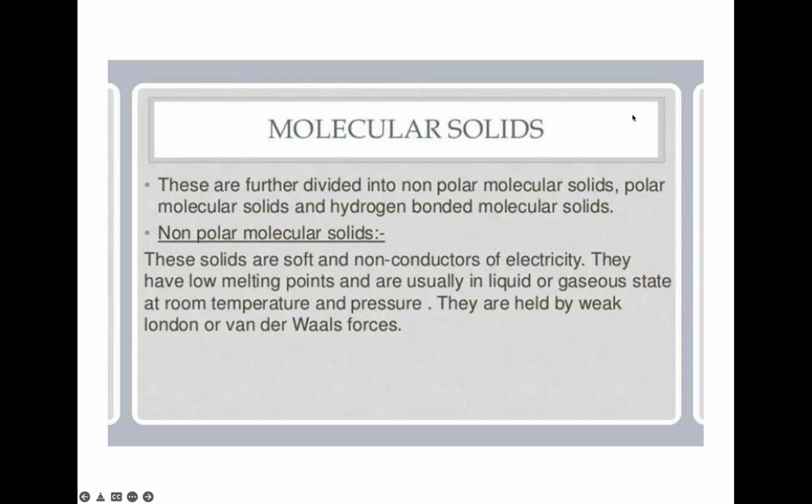Now next we will move on to molecular solids, and the molecular solids are mainly divided into non-polar molecular solids, polar molecular solids and hydrogen bonded molecular solids. What is meant by non-polar molecular solids? These are very soft and non-conductors. They don't conduct electricity, and their boiling points are very low, and usually they are liquid or gas at room temperature and pressure, and they are held together by weak van der Waals forces or London forces.